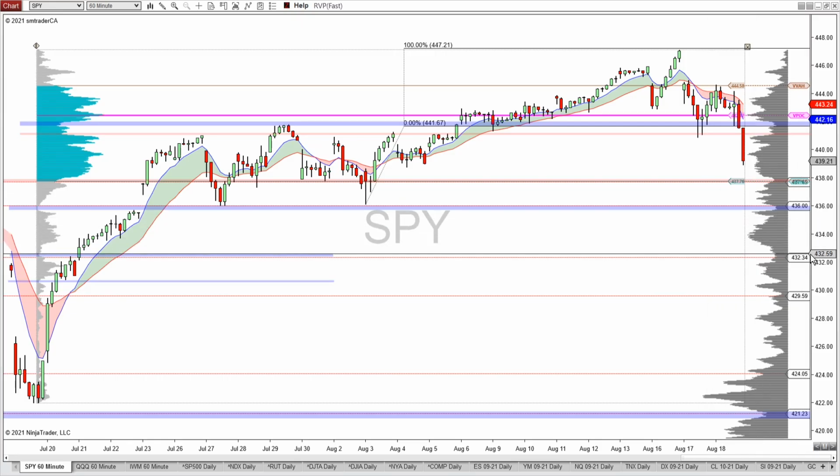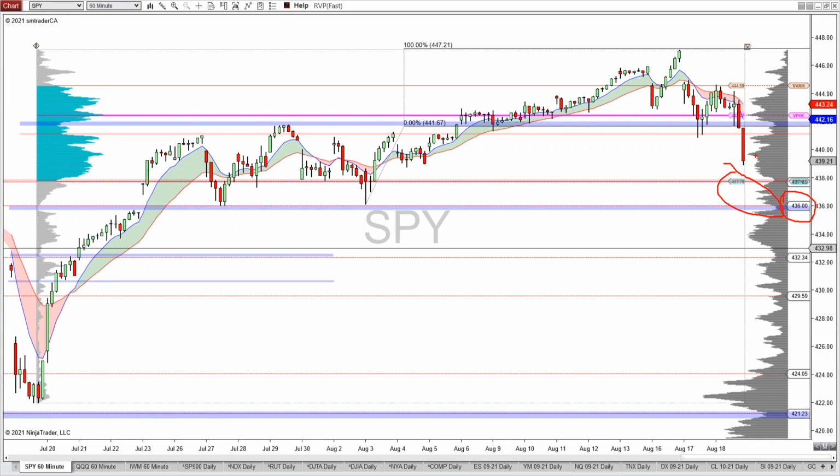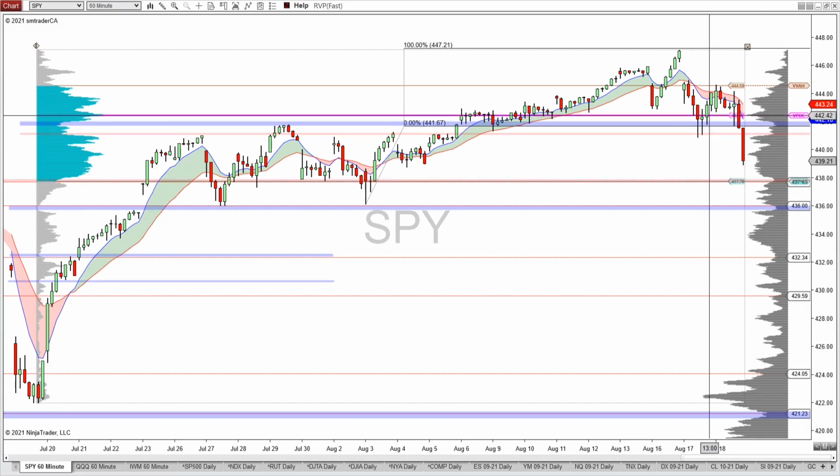So there you have it. A quick look at the midweek. So for the SPY, if you're trading SPY, watch this 437.75 area, and then the 436 on the downside. And if it comes back up, then basically watch this level here, this point of control, 442.50 and then 444.50.